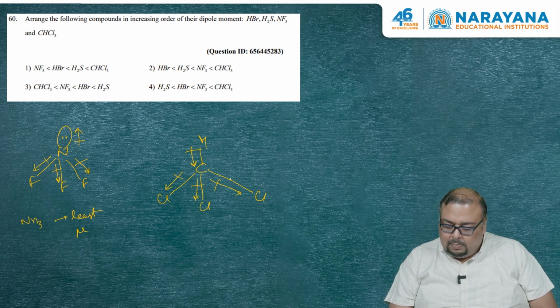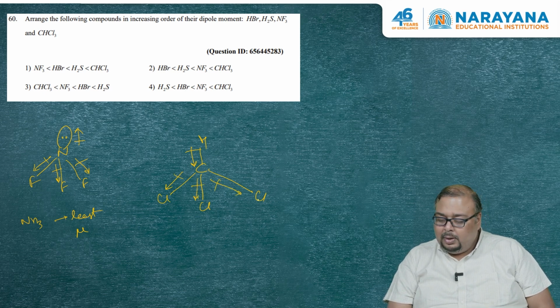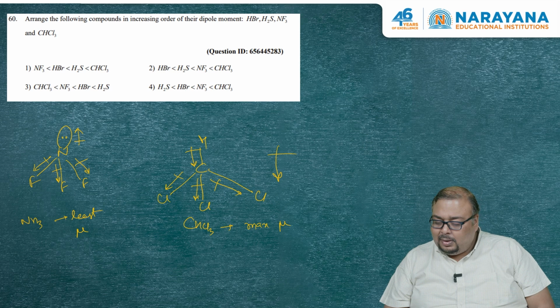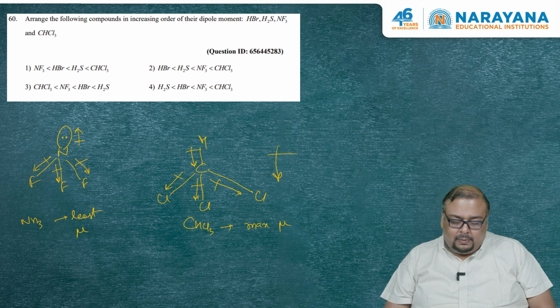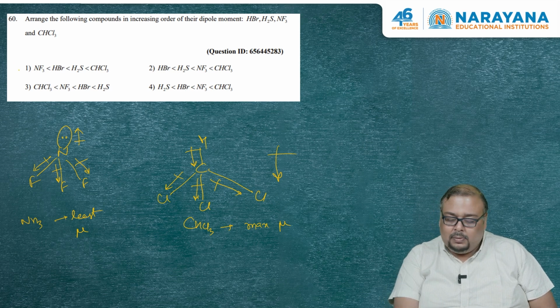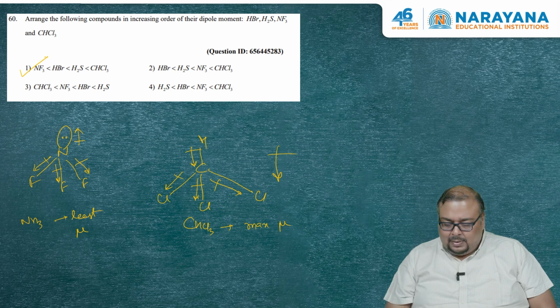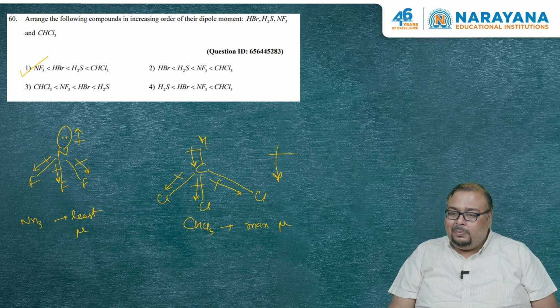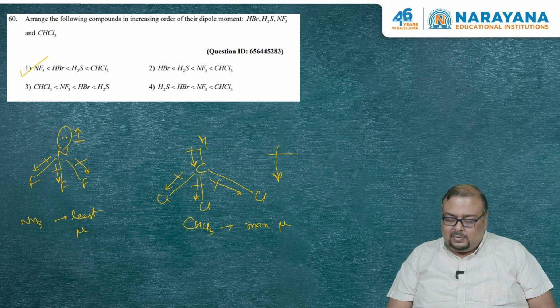So the net dipole moment will be getting added up in case of CHCl3. So CHCl3 should have maximum dipole moment among them. The only option where CHCl3 is maximum and NF3 is minimum is option 1. So that should be the correct option. Otherwise you have to look into the data, but here through clever manipulation of options you can do this question.